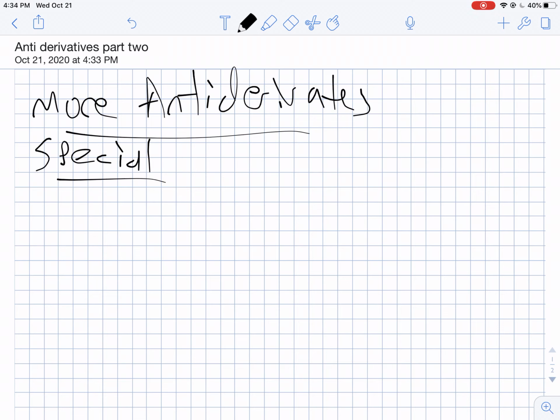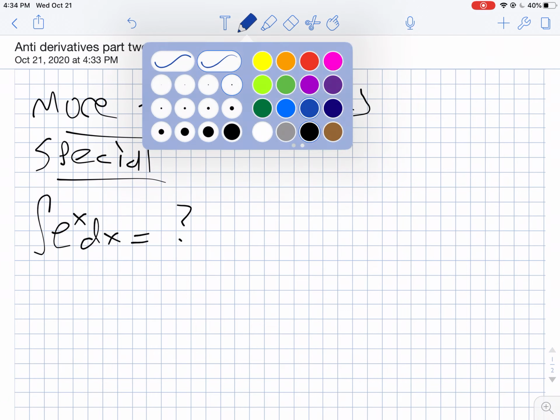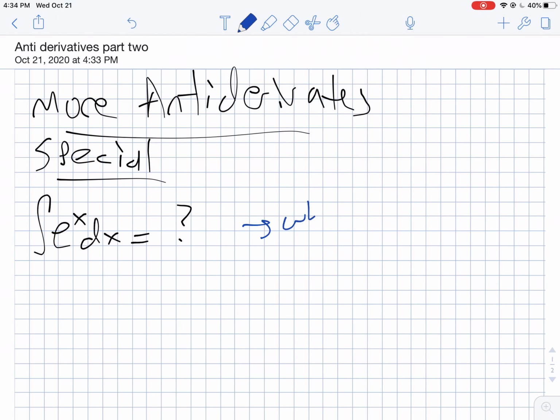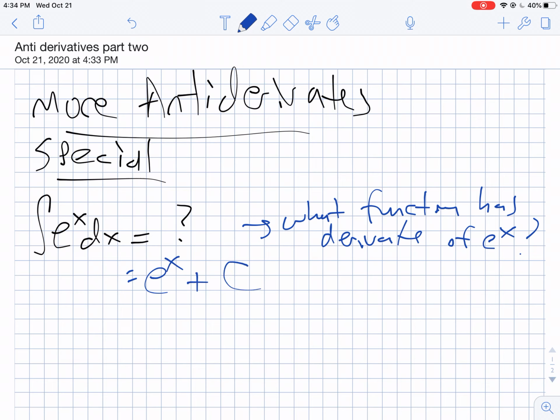Okay, so what if we have to take the antiderivative of e to the x dx? What would that equal? Well, let's think about this. What this is saying is, what function has a derivative of e to the x? It's e to the x. Cool. So that antiderivative is just e to the x plus some constant c. So e to the x is its own derivative and antiderivative.